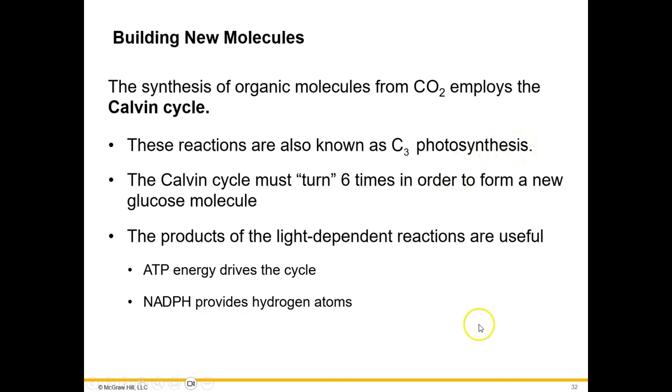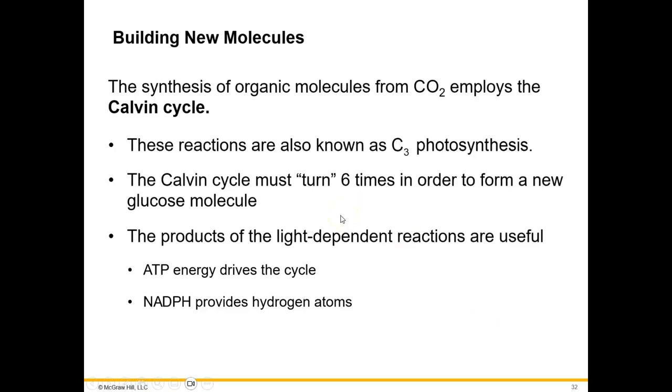But that Calvin cycle has to turn or complete a rotation 6 times in order to form one glucose molecule. That's because we're getting 1 carbon from every completion of the cycle. So once we get to 6 completions, then we have 6 carbons for our glucose molecule.